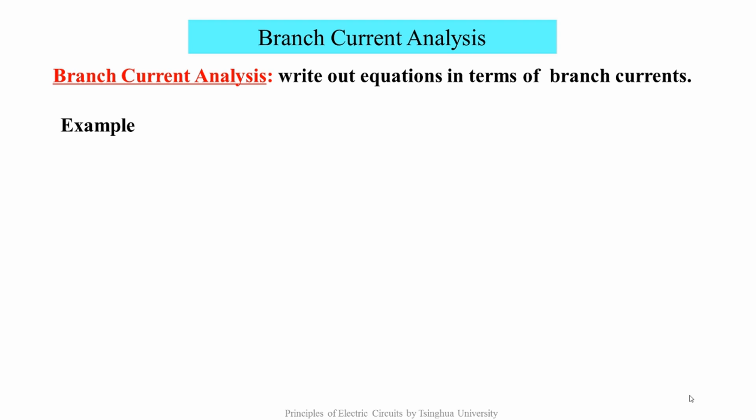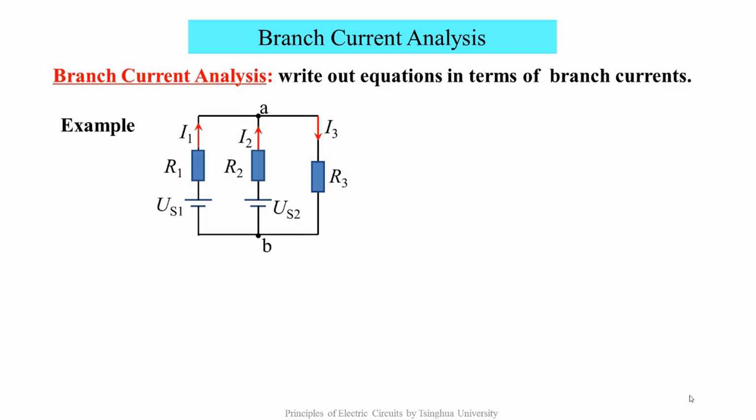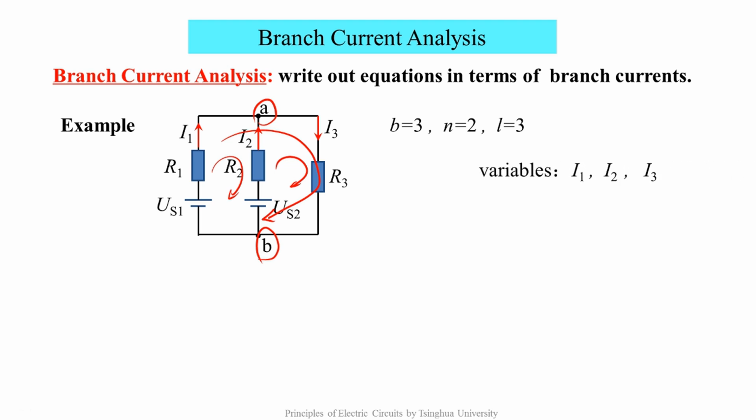Take this simple circuit as an example. It has three branches, two nodes, that is A and B, and three loops. We can draw them like this. There is a large loop here. Now we write equations in terms of the branch currents. There are three branch currents, that is I1, I2, and I3.